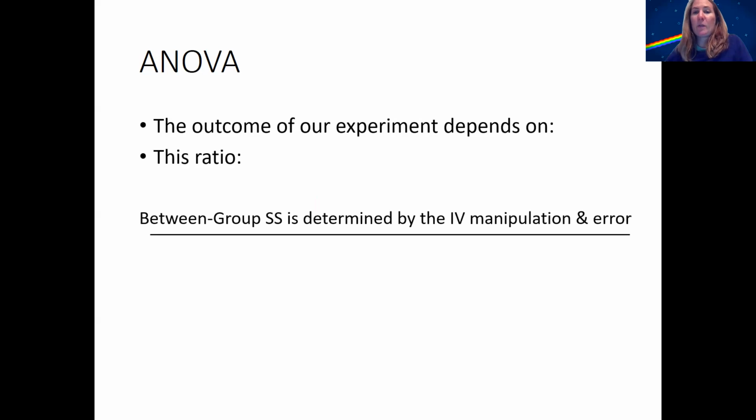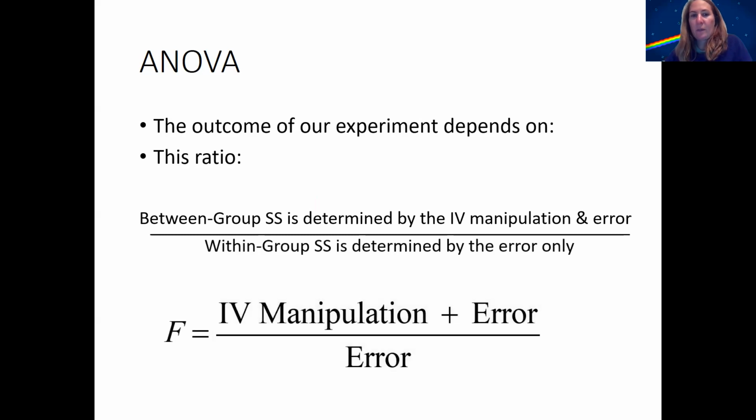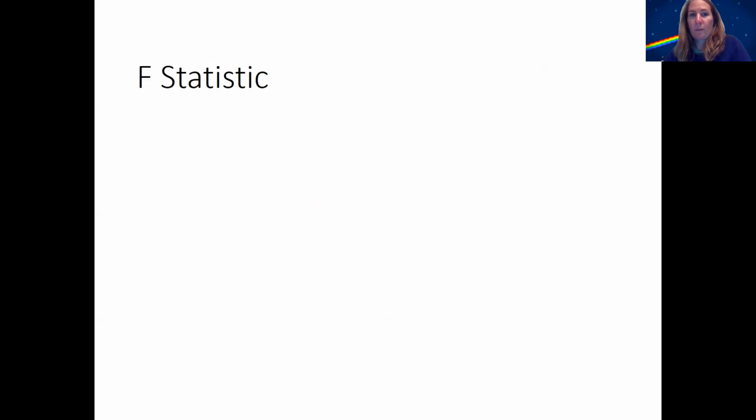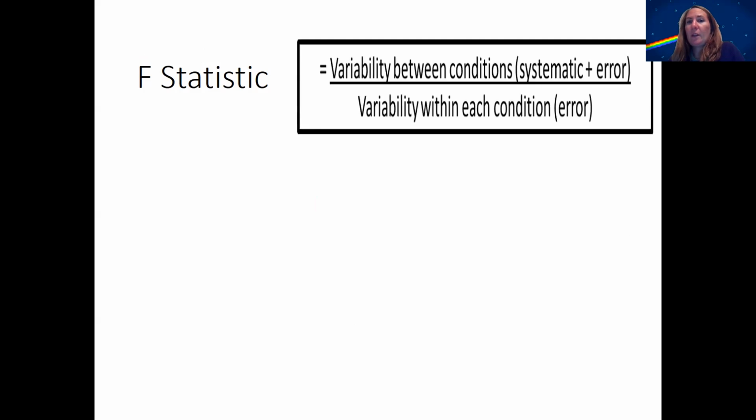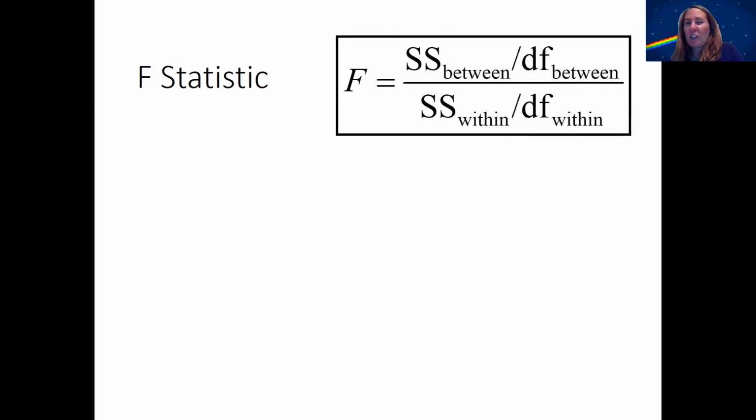So again, our between sums of squares is determined by our manipulation and error. And then we have our within sums of squares, which is by error only. And this is how we get our F value. Okay. Now, because we're dealing with factorial designs, with multiple levels of independent variables, we do have to consider the degrees of freedom. So in order to complete this, the calculation has to be altered just a little, and we're going to divide by the degrees of freedom.